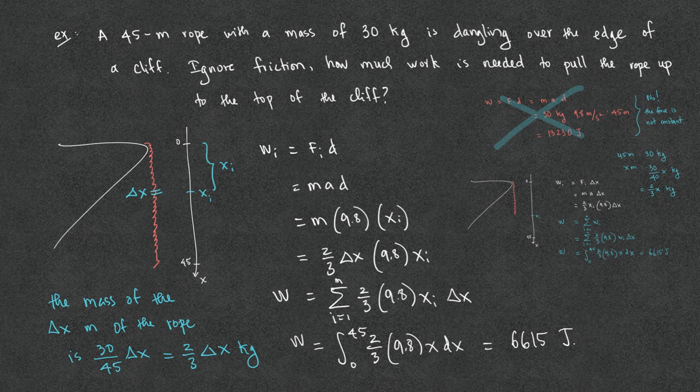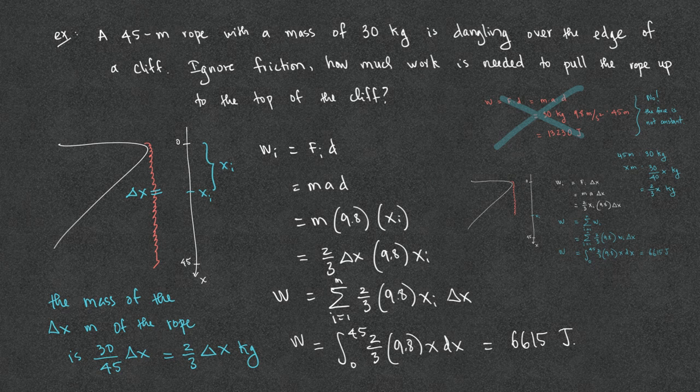We did this problem using two different methods. In one method, we pull one tiny segment of delta x up at a time, so we can assume that the force is constant. Previously, we pulled the remaining part of the rope up a distance of delta x at a time, so the distance is constant. Regardless of which method we choose, we need one of the quantities to be constant so that we can use W equals F times d. Work is the product of force times distance if the quantity is constant.